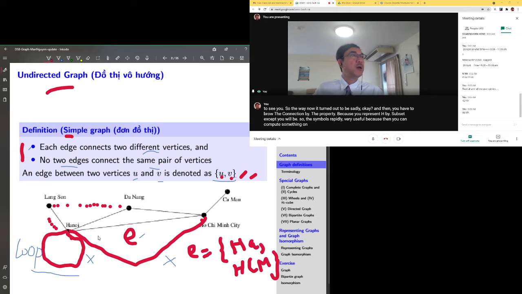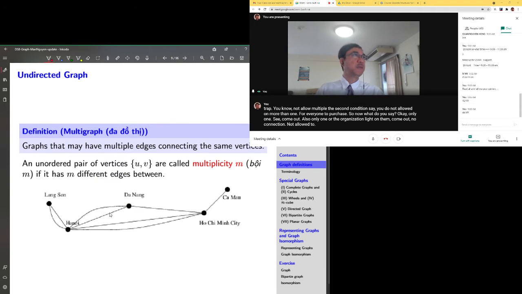You do not allow multiple edges. The second condition says you do not allow more than one edge. So Đà Nẵng, Ho Chi Minh City, only one. Ho Chi Minh City, Cà Mau, also only one. Or zero connection, like Đà Nẵng, Cà Mau, no connection. Not allowed two. Zero and one are okay.